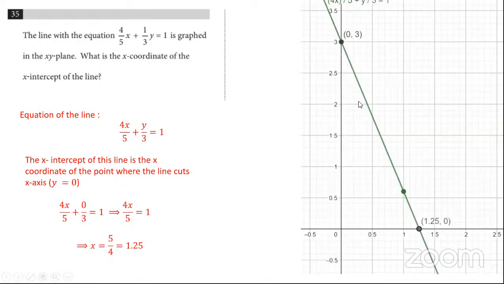In order to visualize, I have shown the graph here. So this green line is basically our equation, means our line, 4x by 5 plus y by 3 equal to 1. And this point, 1.25, 0 is the x-intercept. It's the point wherein it cuts the x-axis. And this is the y-intercept. 0, 3 is the y-intercept. It is the point where the line cuts the y-axis. Cool. The question is done.